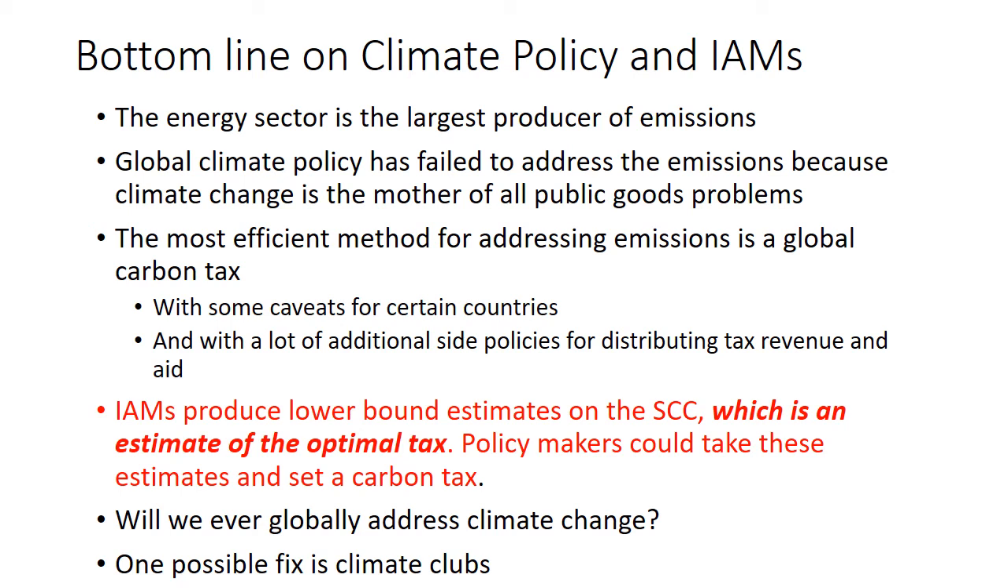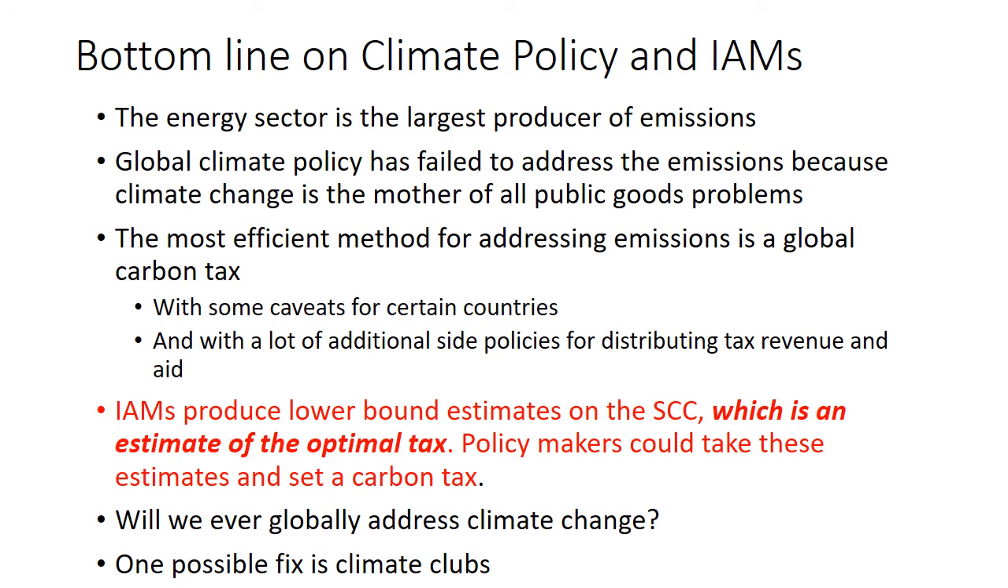The most efficient method for addressing emissions is a global carbon tax, with some caveats for certain countries. We would also need a lot of additional side policies for distributing tax revenue and aid. Integrated assessment models produce lower bound estimates on the social cost of carbon, which is the main thing I want you to get out of this. The social cost of carbon is an estimate of the optimal tax on carbon.